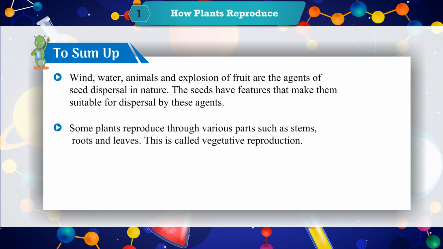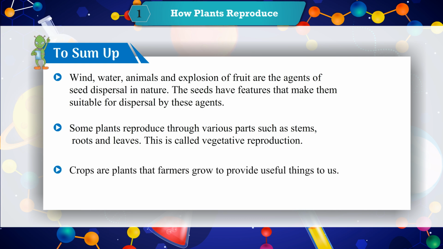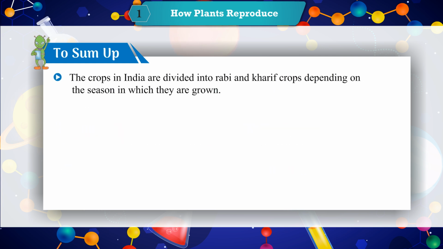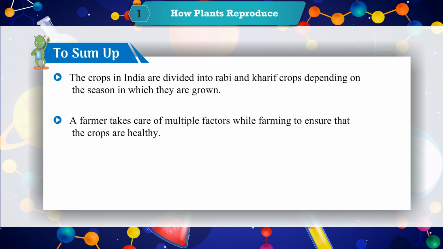Some plants reproduce through various parts, such as stems, roots, and leaves. This is called vegetative reproduction. Crops are plants that farmers grow to provide useful things to us. The crops in India are divided into Rabi and Kharif crops, depending on the season in which they are grown. A farmer takes care of multiple factors while farming to ensure that the crops are healthy.